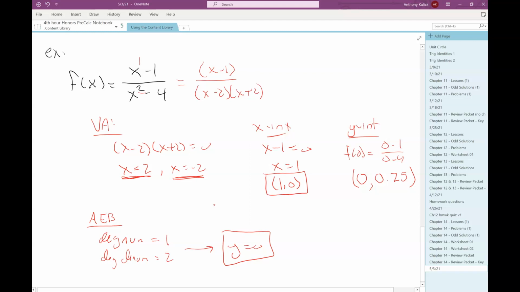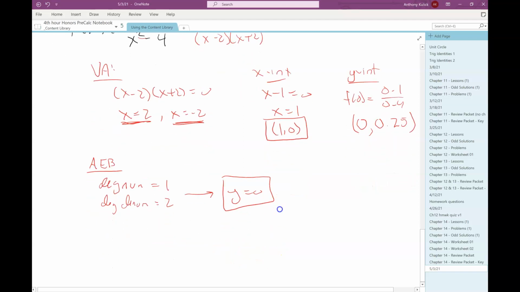How do you know that? Because the degree of the numerator is less than the degree of the denominator. That was one of the rules from before. Cool so far?